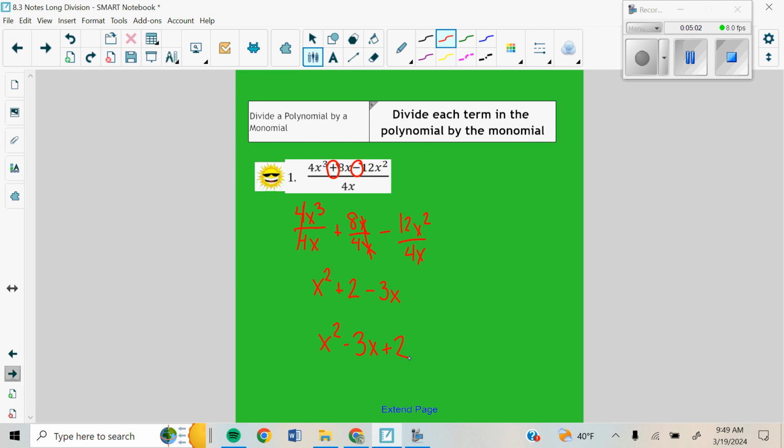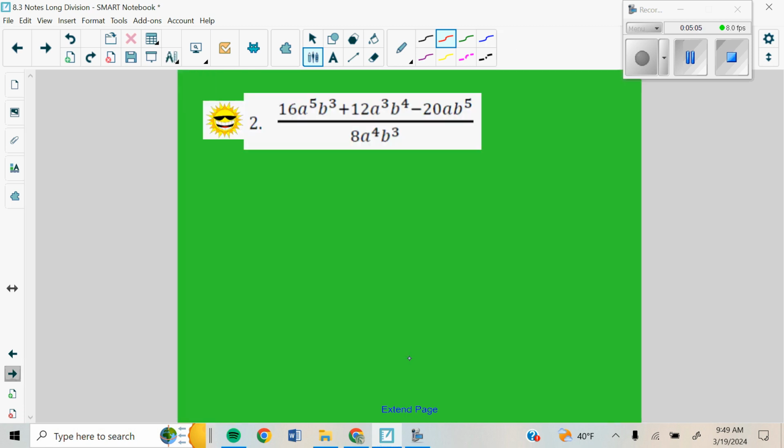All right, let's go ahead and tackle our next one. This one has multiple variables. It's a little bit heavier duty for us. 16a to the 5th, b to the 3rd. Now we're going to split it up and have it divide by 8a to the 4th, b to the 3rd. Have your plus. Now we're going to do our middle term. 12a to the 3rd, b to the 4th, over 8a to the 4th, b to the 3rd. Now we're going to have our minus 20a to the 4th, b to the 5th, divided by 8a to the 4th, b to the 3rd.